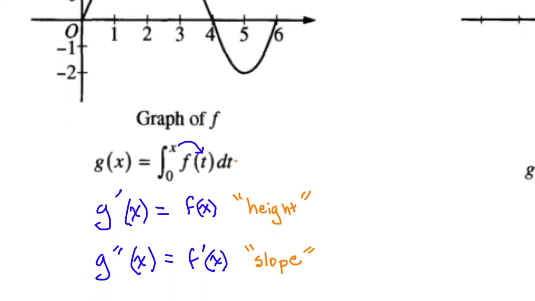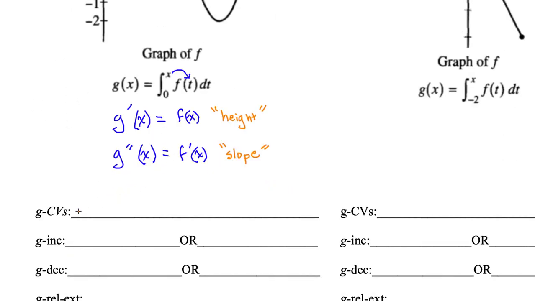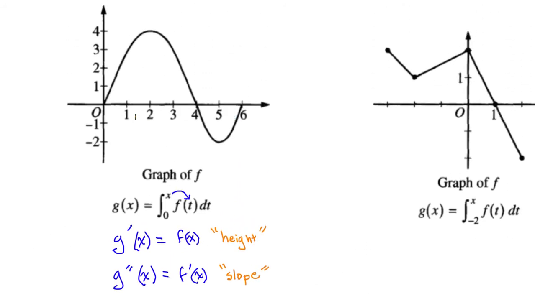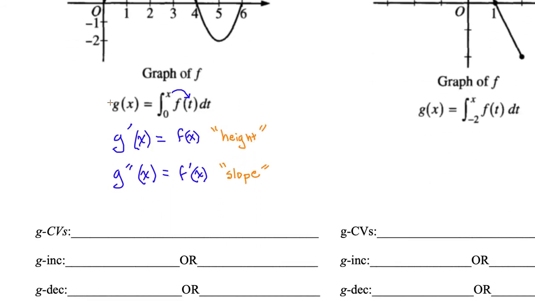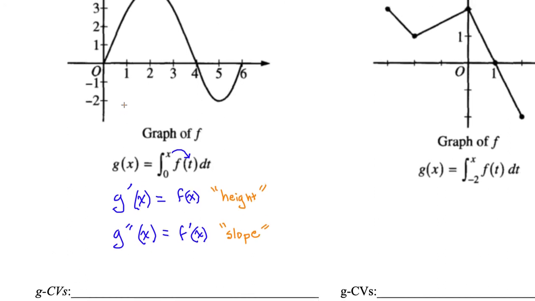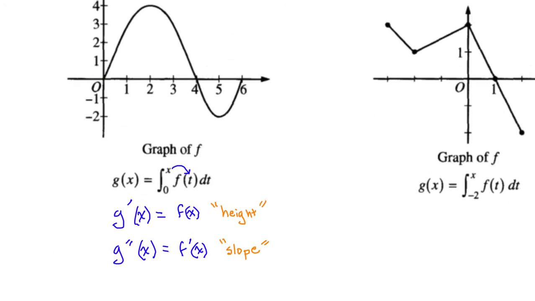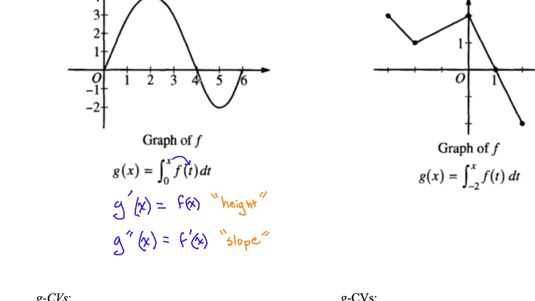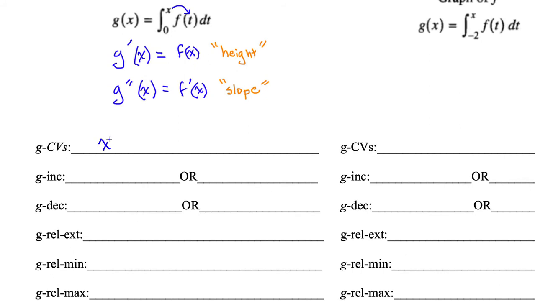Yeah, so let's talk about CVs. The definition is where f prime, this height, is 0 or does not exist. So where do I have a height of 0 or a height that does not exist? Let's see, is this including? So it looks like I'm including this 0 here. So it has a height of 0 there, there, and there. So my CVs are at 0, 4, and 6. So I'll say at x is equal to 0, 4, and 6.